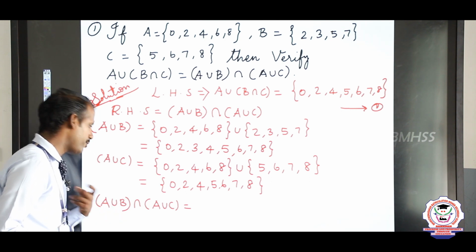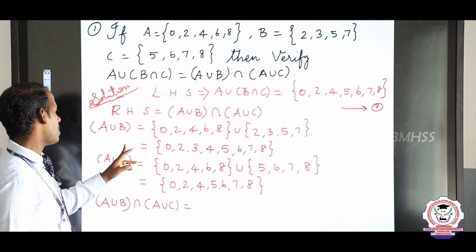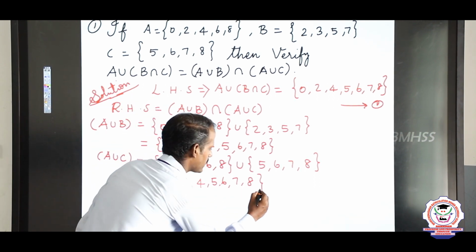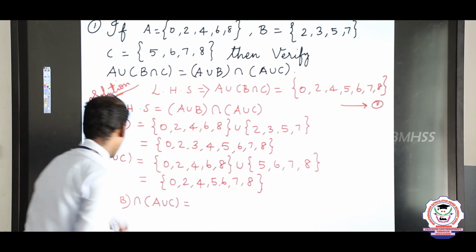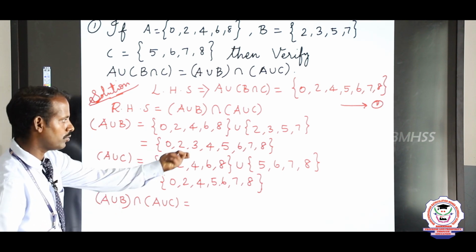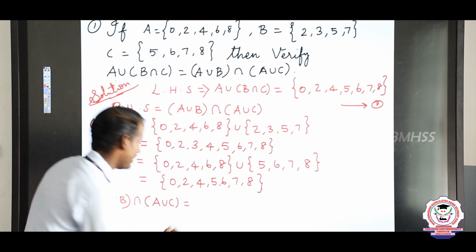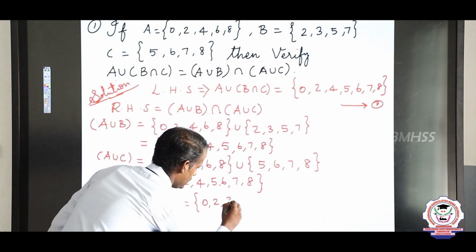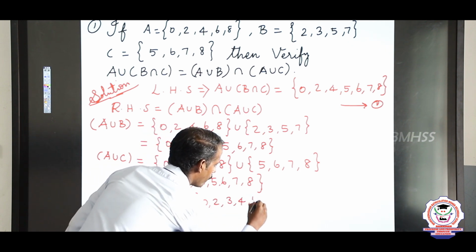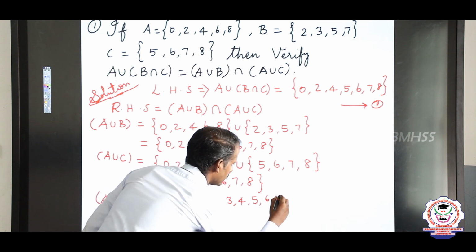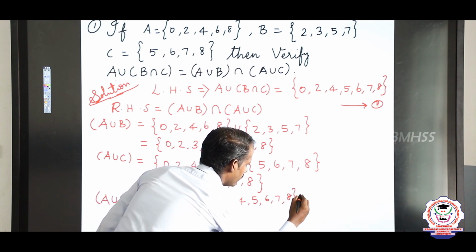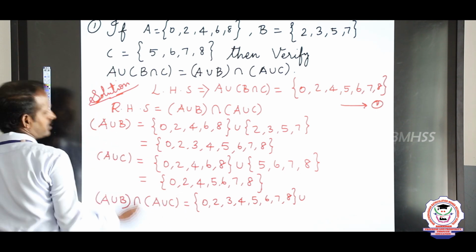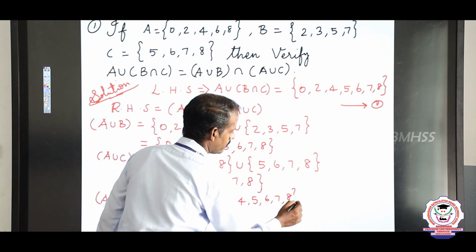First you have to write A union B. What is A union B? Here we already found the answer: 0, 2, 3, 4, 5, 6, 7, 8. So it should be written as 0, 2, 3, 4, 5, 6, 7, 8. Then here it is intersection, this is not union.